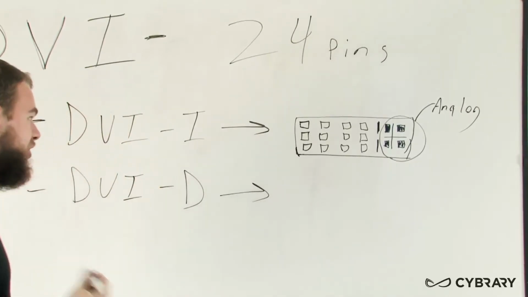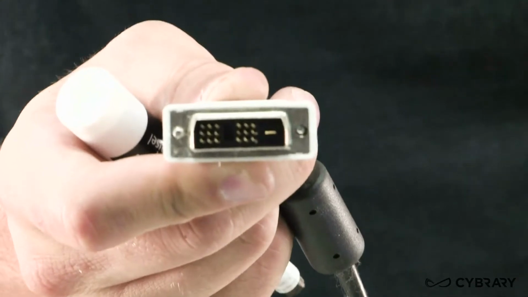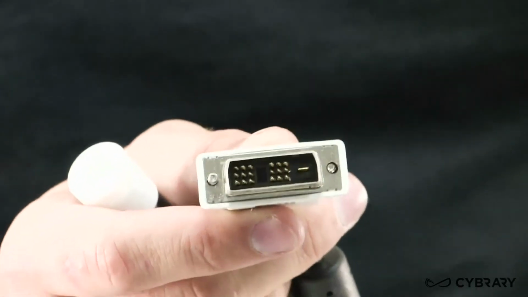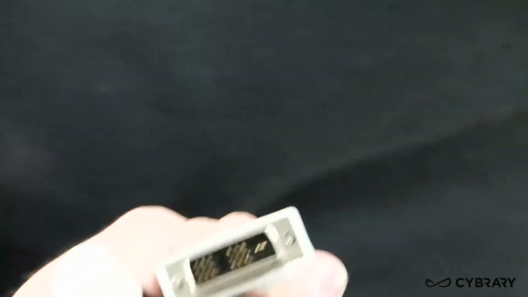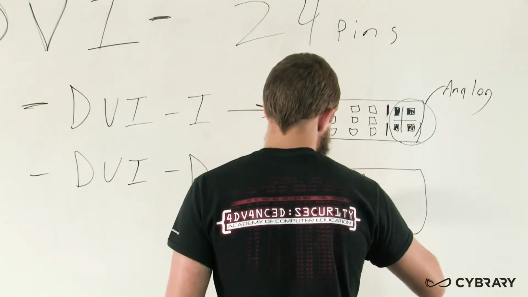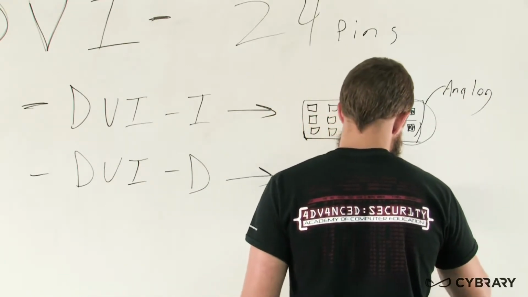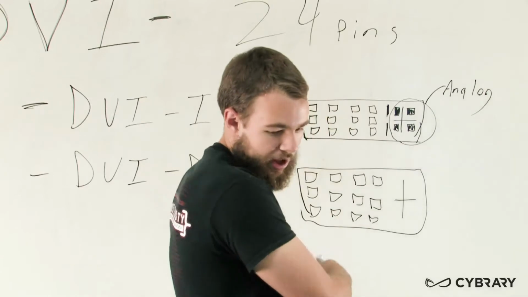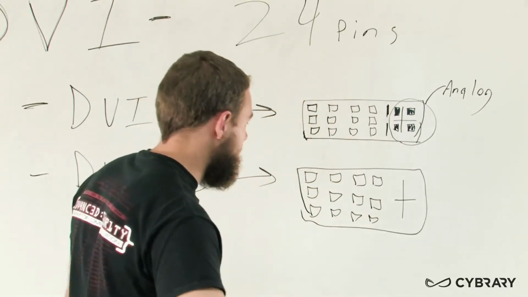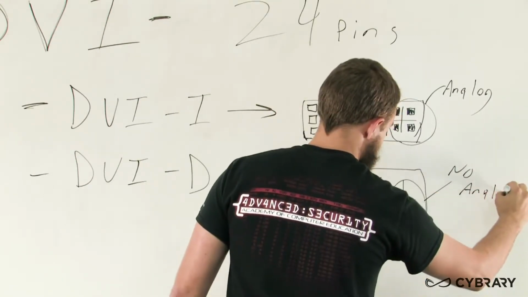Our DVI-D is digital only. An example of such a cable would be this one. The previous one we showed was actually a DVI-I port, and this is our DVI-D cable end. Our DVI-D looks very similar to our DVI-I. Again, we have our blocks, 3 rows down, but several rows across. When we actually get over to our side, we're not going to have the 4 additional pins here. I'm just going to have our plus. So we're missing those analog pins, so we have no analog.